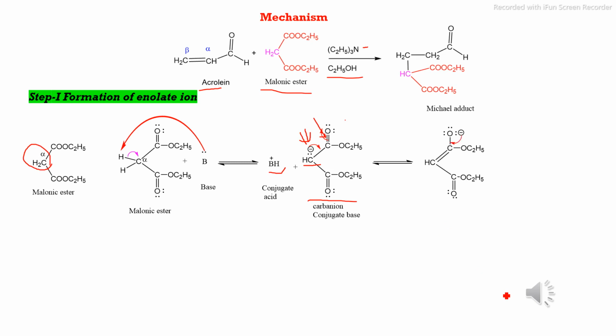Therefore, this carbon-carbon double bond forms another carbon-carbon double bond, and another carbon gets the negative charge, forming another enolate. So in this way, the negative charge on this carbanion is shared by the three atoms, and therefore this carbanion is highly stable.